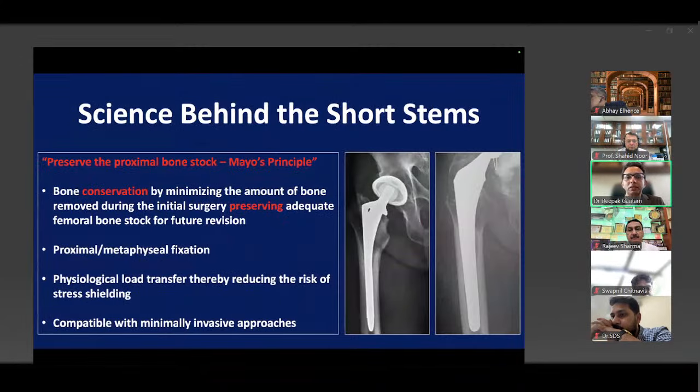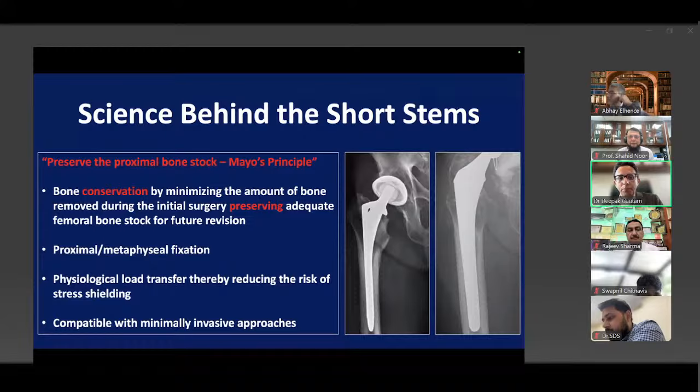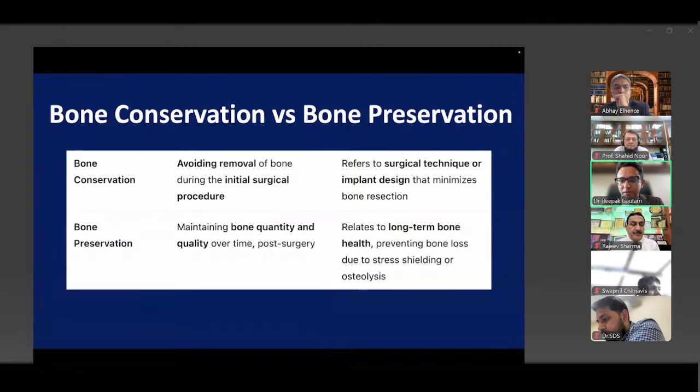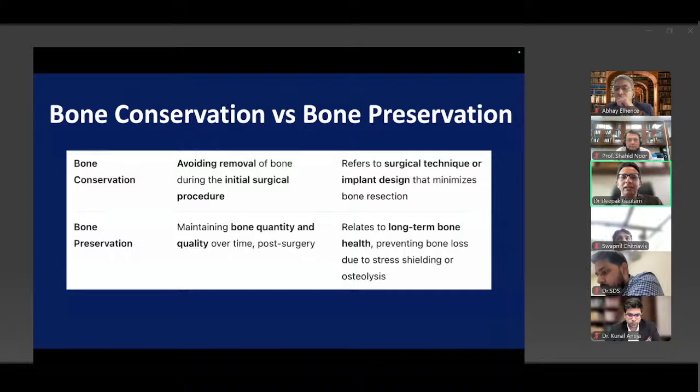So the science behind the short stem is bone conservation, by minimizing the amount of bone removed during the initial surgery and preserving adequate femoral bone stock for the revision surgery. That provides proximal metaphyseal fixation and physiological load transfer, thereby reducing the risk of stress shielding, and is compatible with minimally invasive procedures like the direct anterior approach that is being repopularized these days. But remember, bone conservation and bone preservation are different things. You conserve the bone during the initial surgical procedure by removing less bone, but that should be reflected in bone preservation by maintaining this bone stock over a long period of time, especially during the revision surgery.